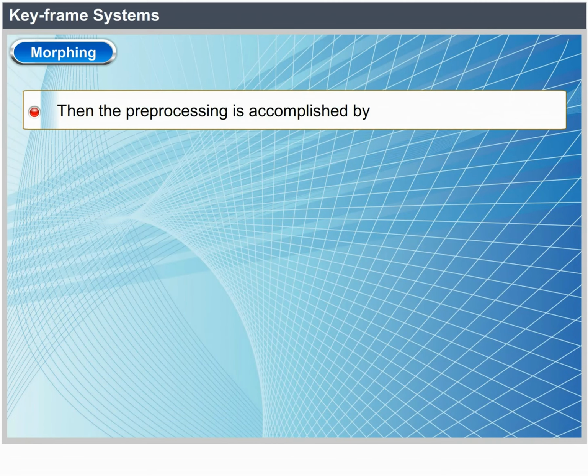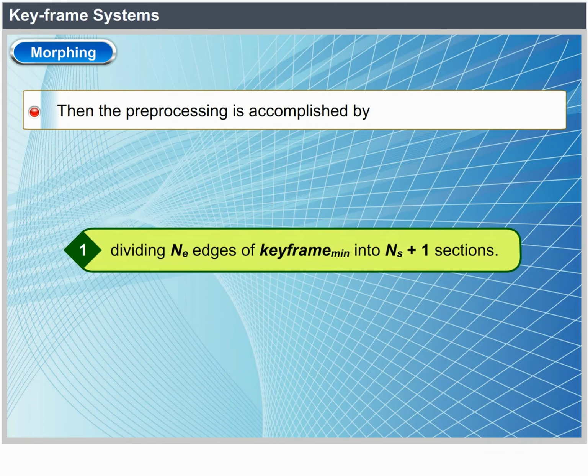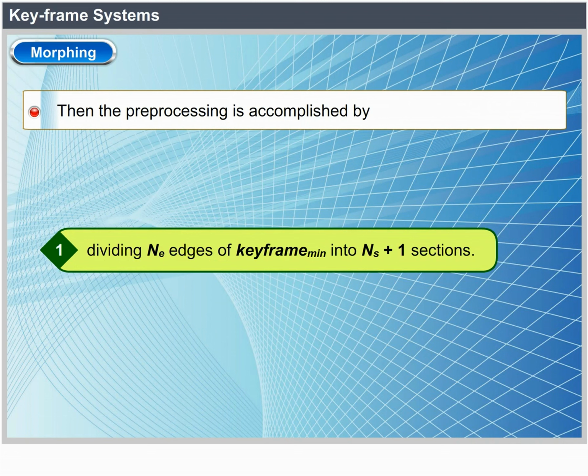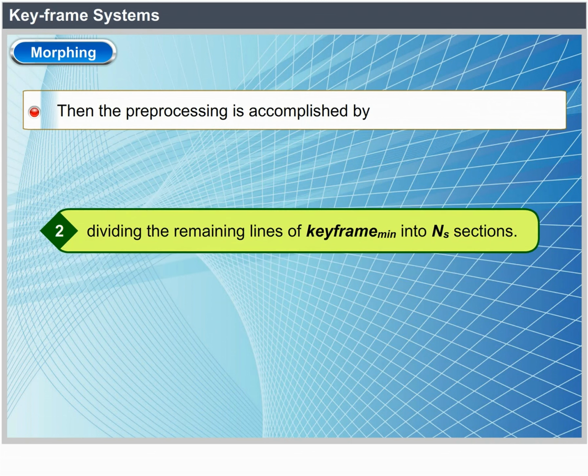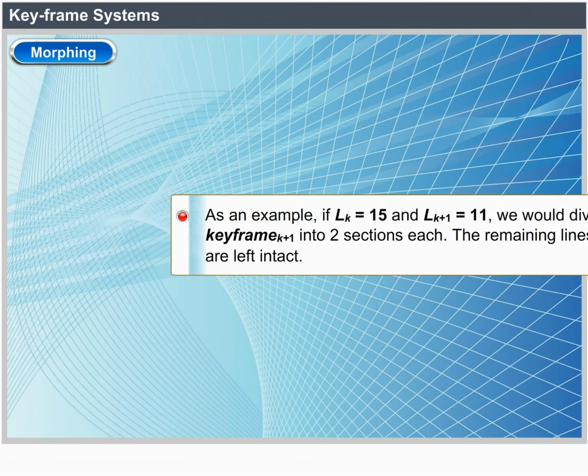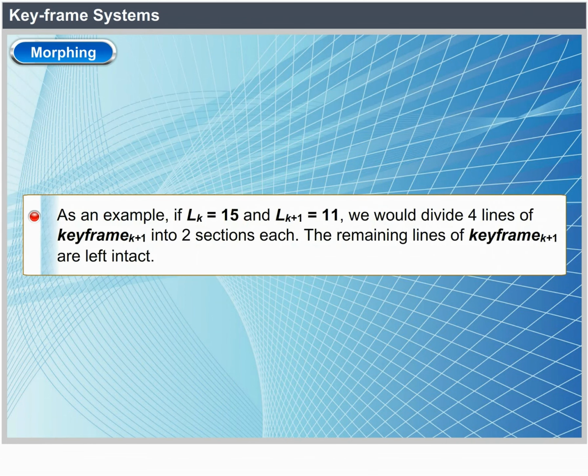Then the pre-processing is accomplished by 1. Dividing NE edges of keyframe min into NS plus 1 sections. 2. Dividing the remaining lines of keyframe min into NS sections. As an example, if LK is 15 and LK plus 1 is 11, we would divide 4 lines of keyframe K plus 1 into 2 sections each. The remaining lines of keyframe K plus 1 are left intact.